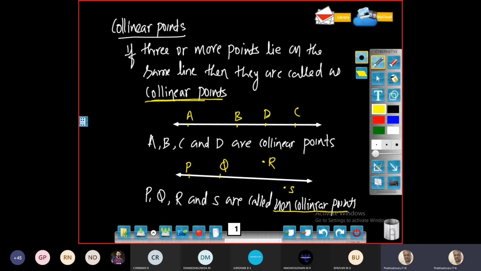Points lying on the same straight line are called collinear points, and the points which are not on the same straight line are called non-collinear points. Is it clear? All these things you have learned in the earlier classes. We are just recalling all these things.